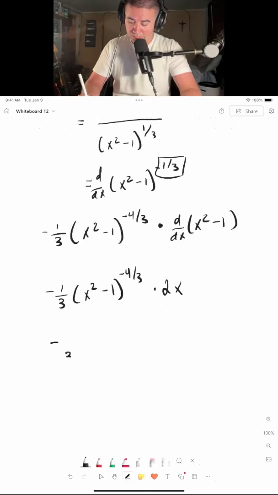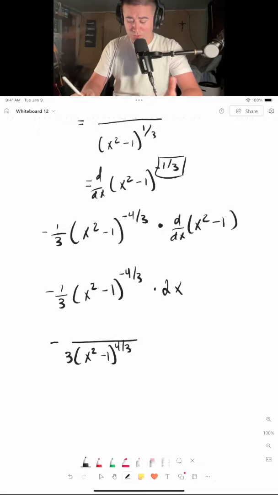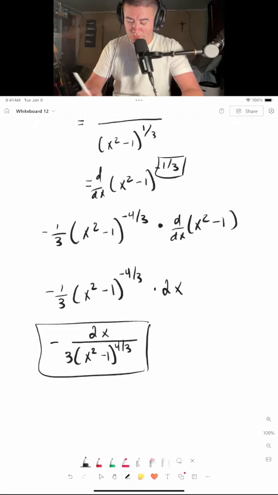Or, if you like, you could rewrite that so you don't have a rational exponent, you could put that underneath with the 3. So it'll look like this, x squared minus 1 to the 4/3, and you could just rewrite the 2x here, and this would be your final answer as well.